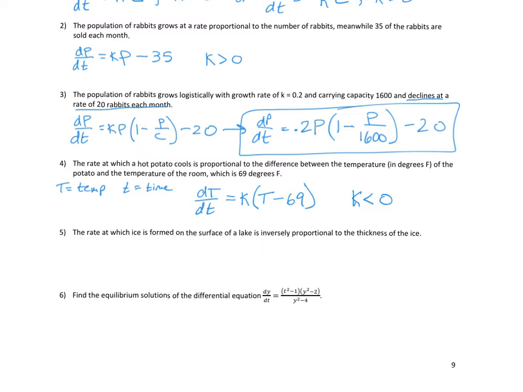Okay, the rate at which ice is formed on the surface of a lake is inversely proportional to the thickness of the ice. So the rate at which ice is formed, we'll call that dI/dt, the rate at which the ice is growing, thickening, forming, is inversely proportional to. So that means instead of directly proportional to is k times, inversely proportional is k over. So inversely proportional to k over I.